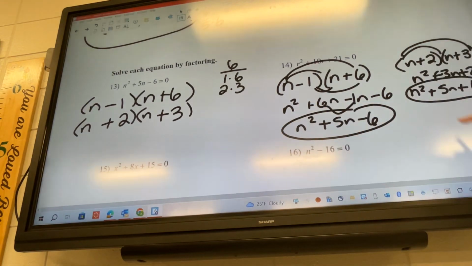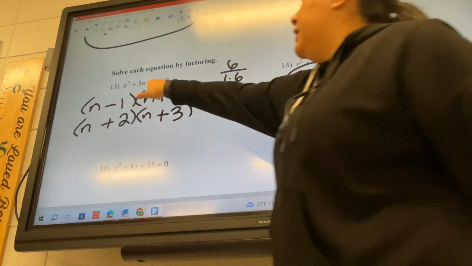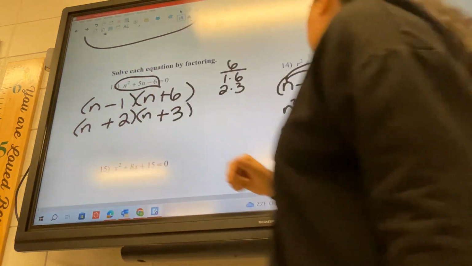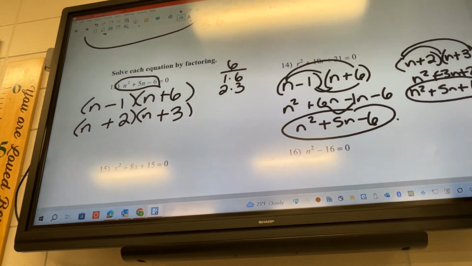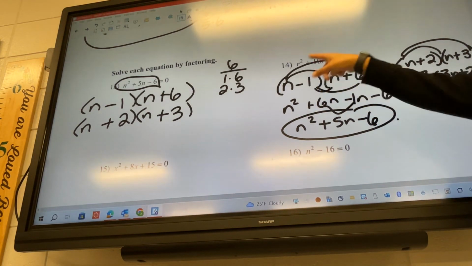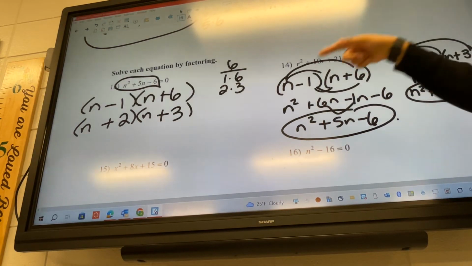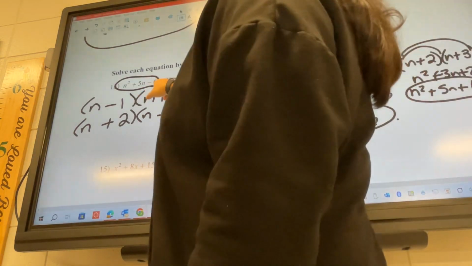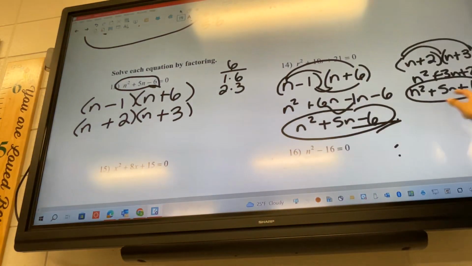Which one of these matches up to this? Which one of these matches up to that? This one right here. Minus 1 plus 6. Okay? Now, this is why people say, oh, go back through and check your work. Okay? When we're looking at this, notice how my 6 is a negative, and that's the difference between these two.